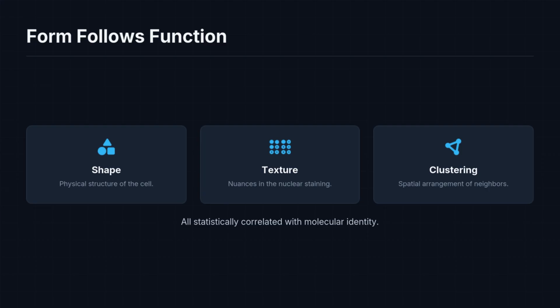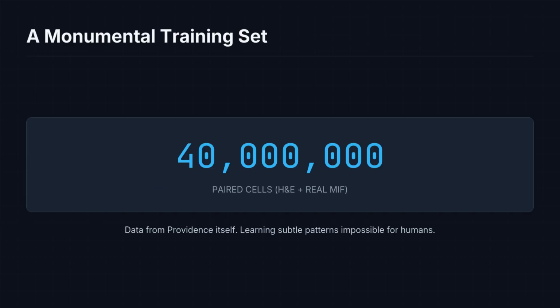This is the data from Providence Health. They had 40 million cells with perfectly paired data. So for each of the 40 million cells, they had both the H&E image and the real MIF data. 40 million pairs. That's the scale you need for the model to learn the difference between two cells that might look identical to a pathologist, but are totally different on a molecular level.